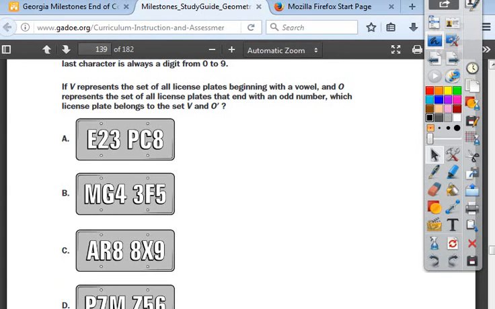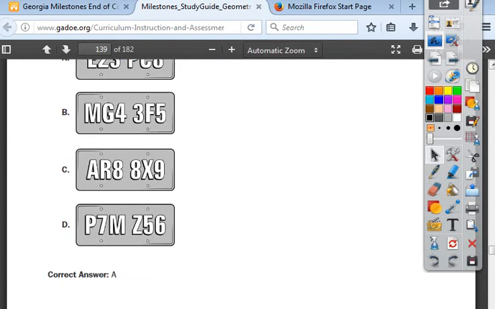It says V starts with a vowel and O represents end with an odd. Which of the license plates belongs to the set V and not O? So I'm talking about V means vowel, but not O. Well, O ends with an odd. So not O means it's going to end with even. It's 80. Be careful on that right there, because a lot of times people miss that and they go just straight to the V and the O and they don't read and catch that not part right there.